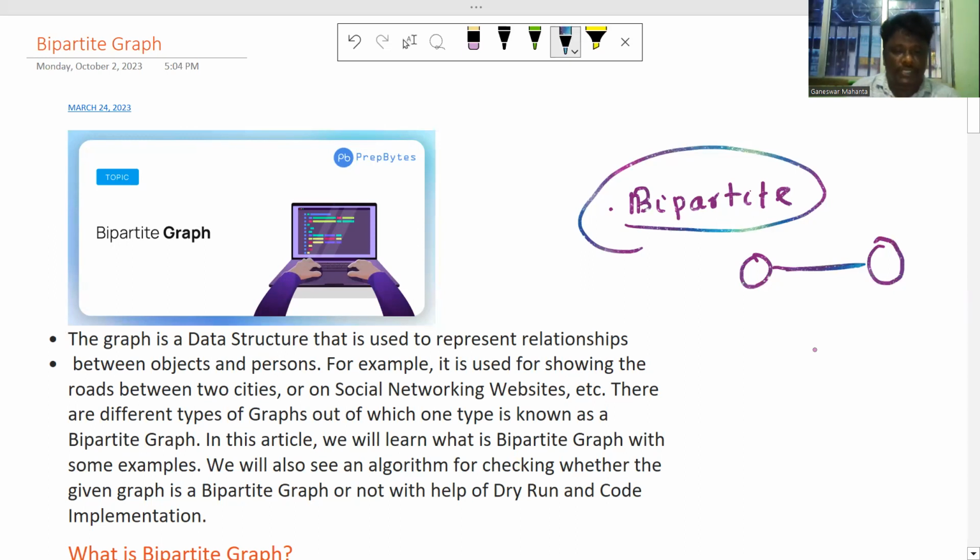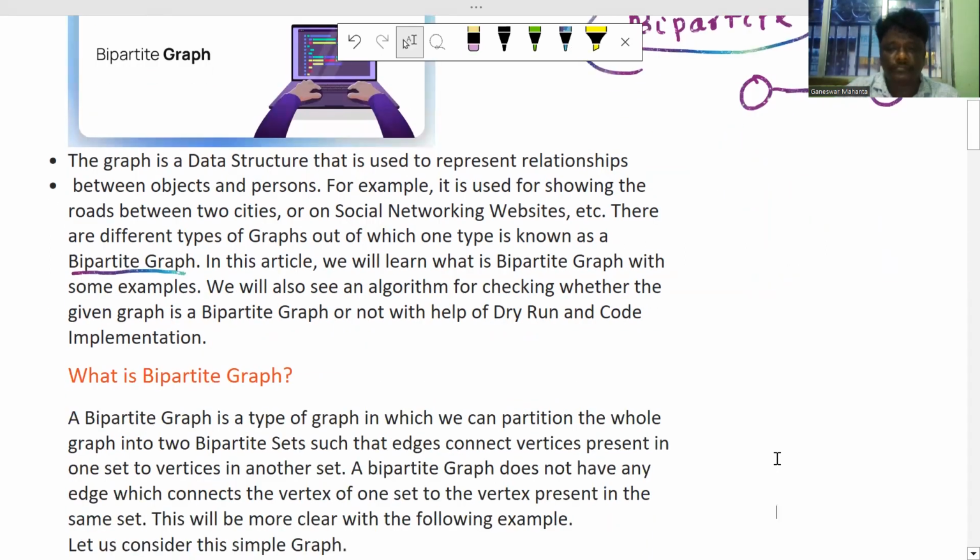It is also used in social networking websites. There are different types of graphs, out of which one type is known as the bipartite graph. That is a connection between two states or two different cities or objects and persons. We will look at the bipartite graph with some examples, and also see the algorithms for checking the graph.